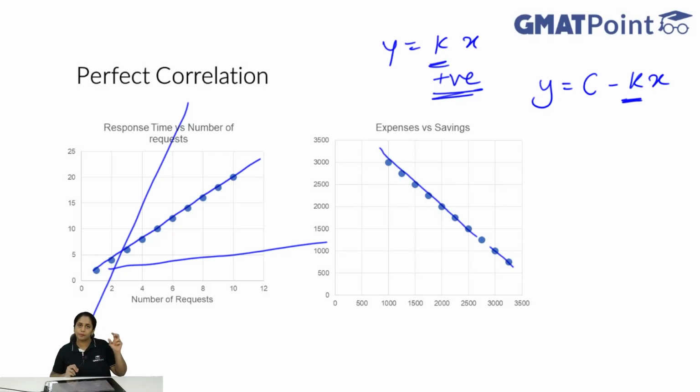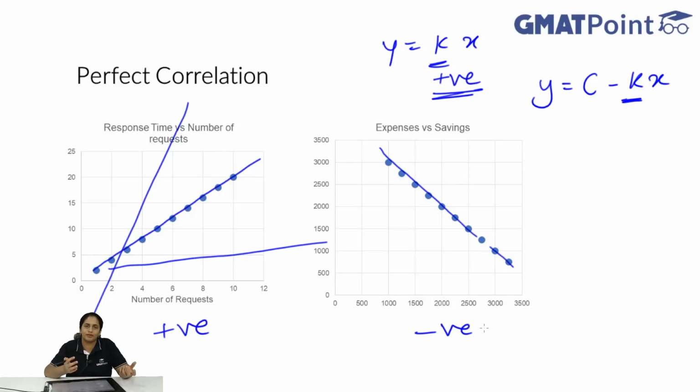So if you can express it like this, where the line passes through every single point, it is perfect correlation. This is an example of positive perfect correlation. This is an example of negative perfect correlation. But generally when we actually measure data in real life, we never get perfect correlation. There is always some noise. There is always some factor which will slightly change the values.